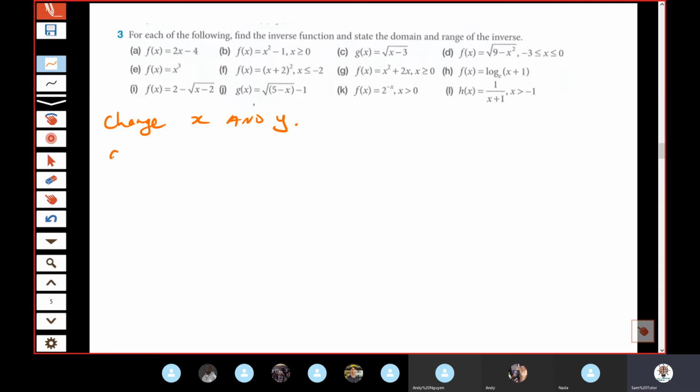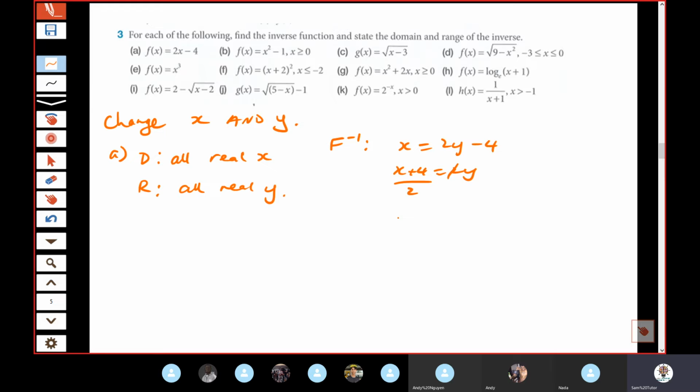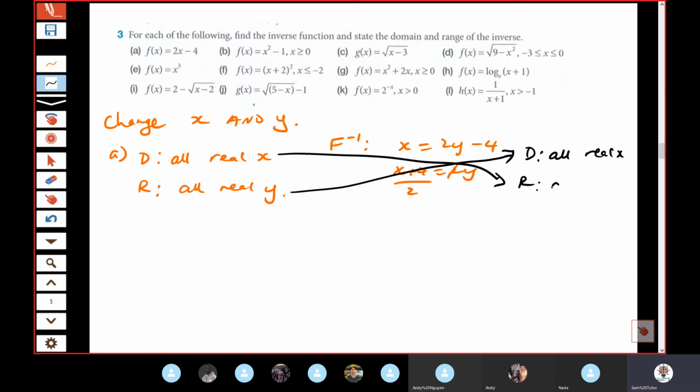So pretty much for A, what's our domain firstly? And range? What's your domain of the line? And what's your range? Change x and y, so your inverse, x equals 2y take away 4, x plus 4, and then divide by 2. Yep. And then, of course, what's your domain and range of your inverse? It is exactly the same, because the way it works is your domain becomes your range, and your range becomes your domain. So in this case, it's just all real x and all real y.